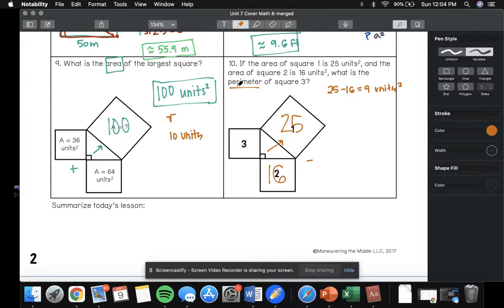It's trying to find the perimeter, which is the sides around. So it looks like I need to find a side length. So I'm going to take the square root of 9, and the square root of 9 is 3. So that means that each side is 3. And I haven't figured out my answer yet. I'm trying to find perimeter. So perimeter is everything around, so added together. So 3 plus 3 plus 3 plus 3 would be 12 units.